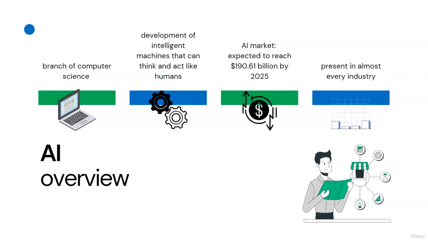AI, or artificial intelligence, is a branch of computer science that focuses on the development of intelligent machines that can think and act like humans. These machines are capable of performing tasks that would normally require human intelligence, such as speech recognition, visual perception, decision making, and translation between languages. AI technology has been used to develop robots, virtual assistants, and self-driving cars, among many other applications.